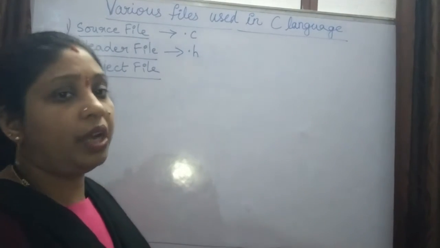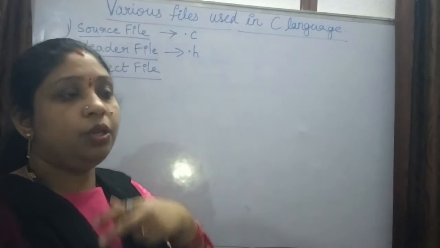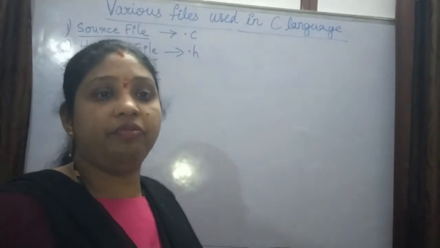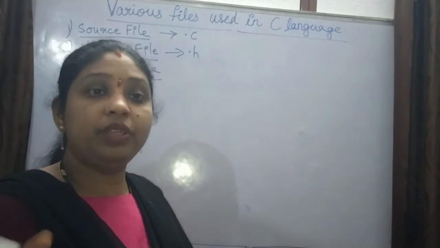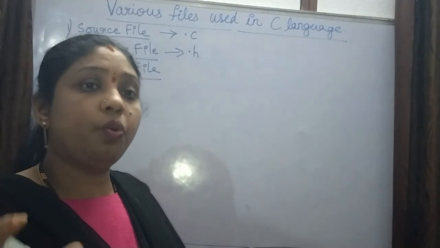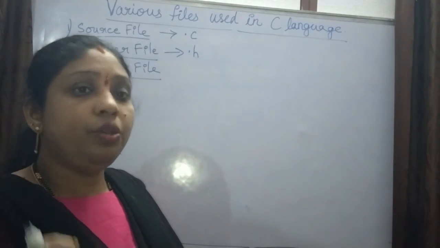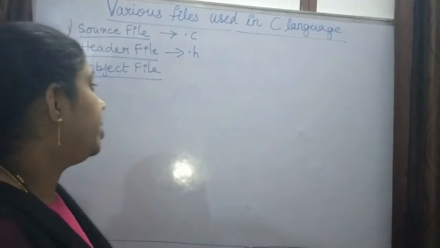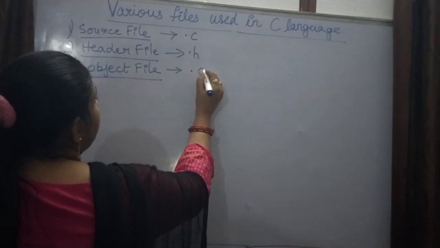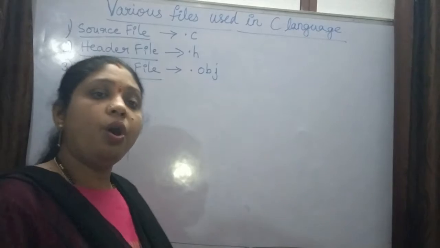What object code is and what source code is, I have already discussed in our previous classes. Object code, which consists of zeros and ones, is binary code; it is also called binary code. So how will you find out that a given file is an object file? You have to find out with the extension name. This object file will have .obj. This is the extension for object files.